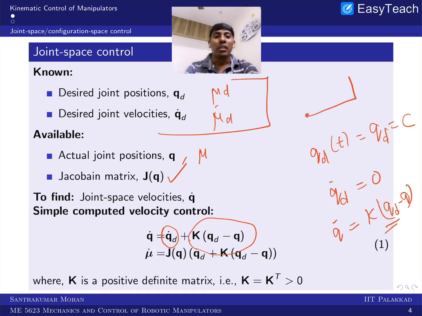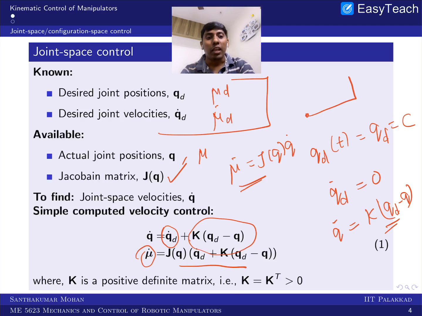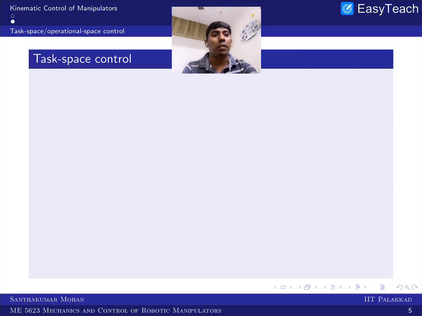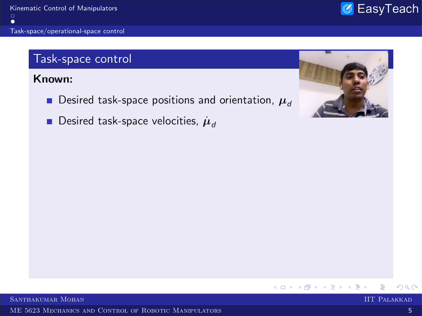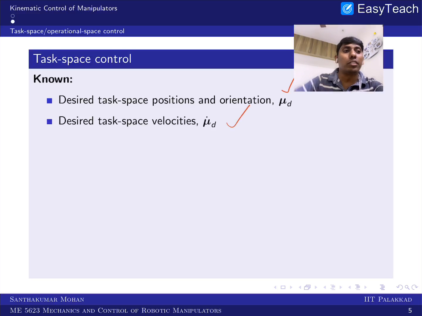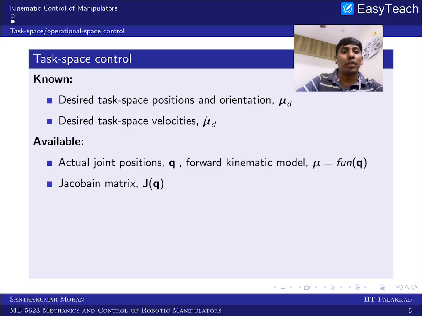I can get it. So already I know μ dot is nothing but J of q into q dot. In that sense, I can see the task space velocity in this way as long as I know q dot, and I can get it. Right? This relation you can feel, and now we will see in the next equation how that would be useful. In a task space control, these two are given: μ desired and μ desired dot are given, and we are going further.